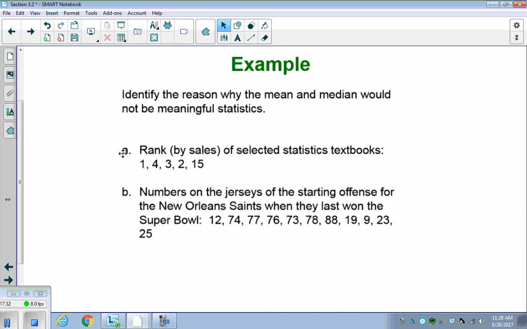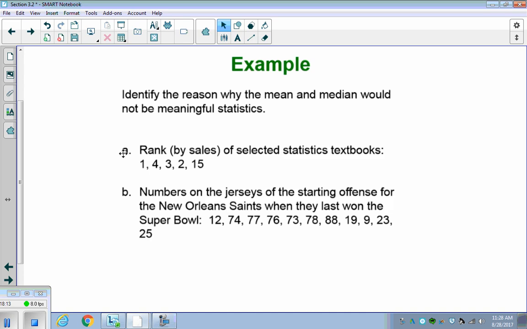Okay, identify the reason why the mean and the median would not be meaningful. A, rank by sales of selected statistics books, or B, number of jerseys on the starting offense for the New Orleans Saints. Would the mean or median, rank of selected stats books, would the mean be meaningful? Would the median be meaningful? Because we're counting number of textbooks sold, right?